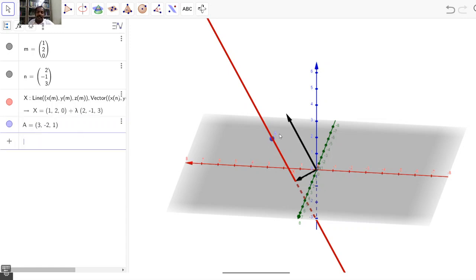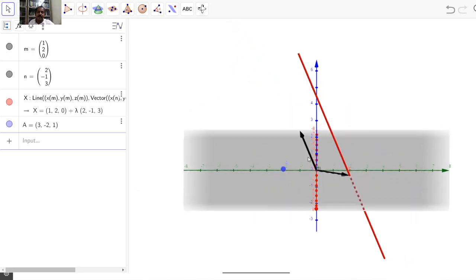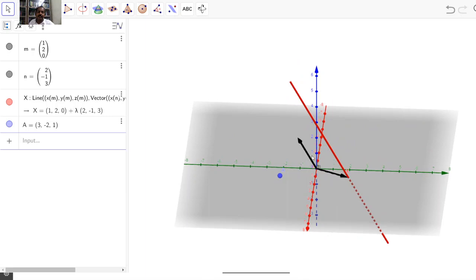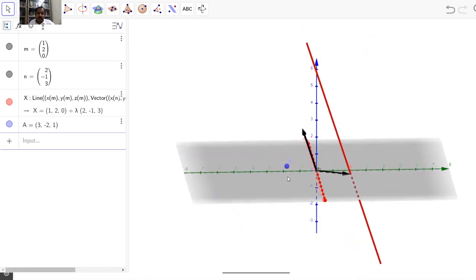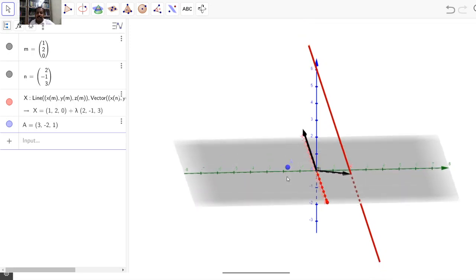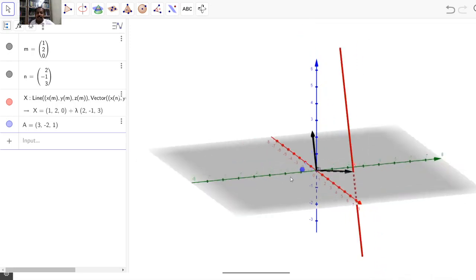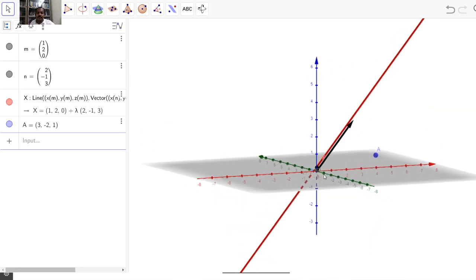So you have to find the equation of a line parallel to this line, the given red line, and passing through this point. That's our aim. So you have to find a line passing through this point A. So how do we do this?